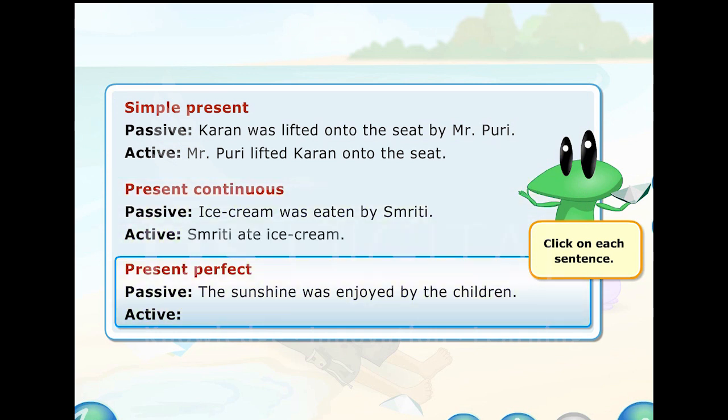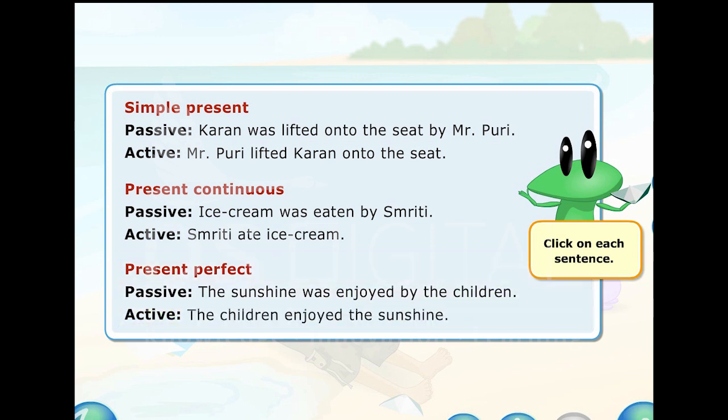The receiver of the action of eating, that is ice cream, is mentioned first in the passive sentence, but in the active voice, it comes after the subject Smriti. The verb was eaten becomes ate in the active voice. Who enjoyed the sunshine? The children. As the children are the doers of the action, they come first in the active sentence. Note also that the verb was enjoyed becomes enjoyed.